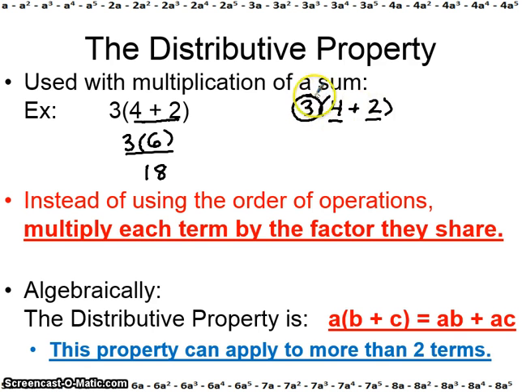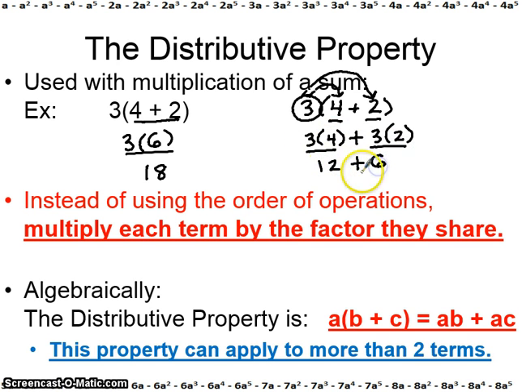So instead of adding first, we can take 3 times 4 and add 3 times 2. And if you simplify this, we'll see that we get the same thing. 3 times 4 is 12, plus 3 times 2 is 6. 12 plus 6 is 18. Now, with a numeric expression like this, it does make it longer to use the distributive property.